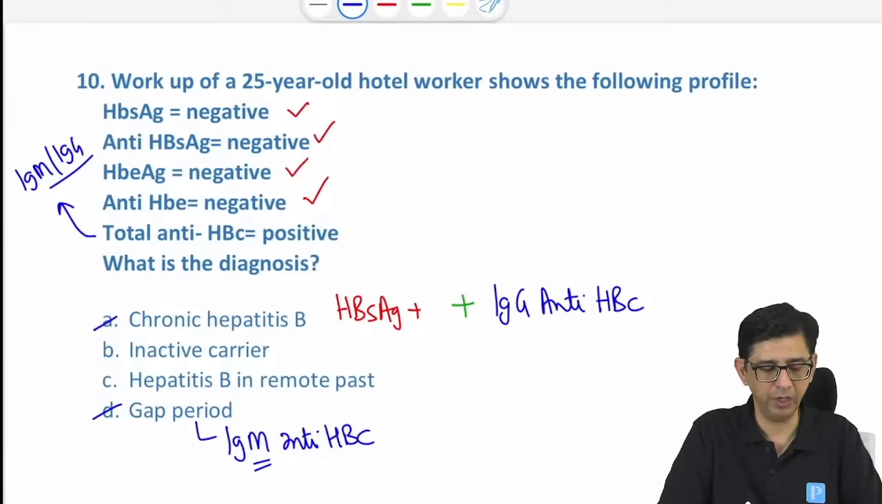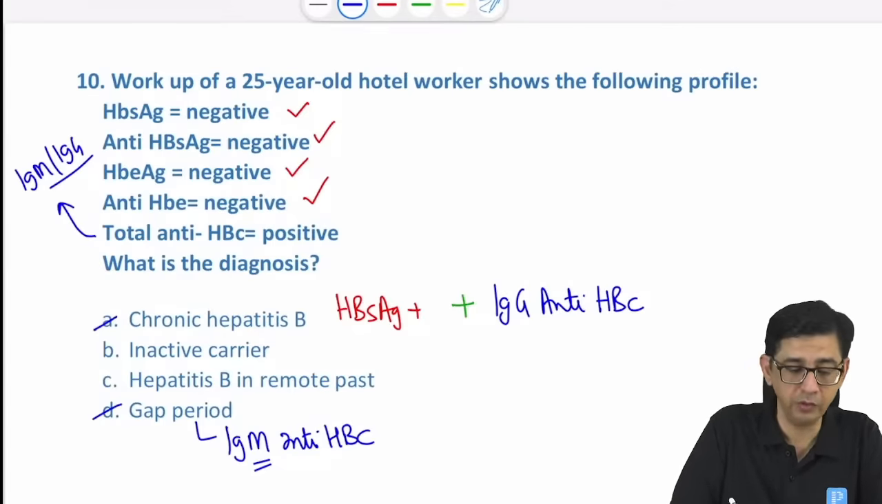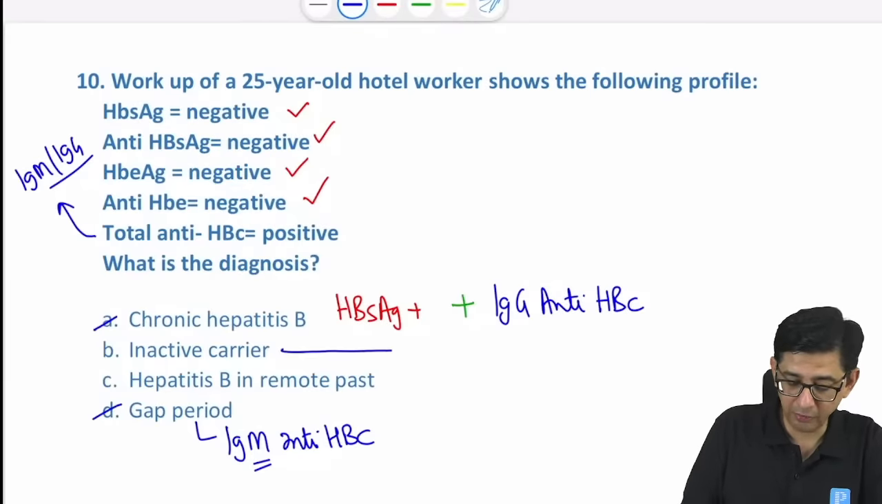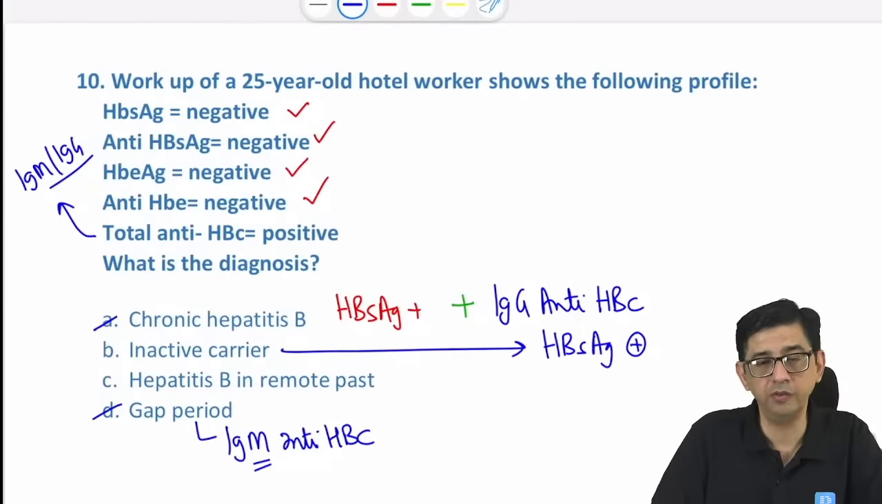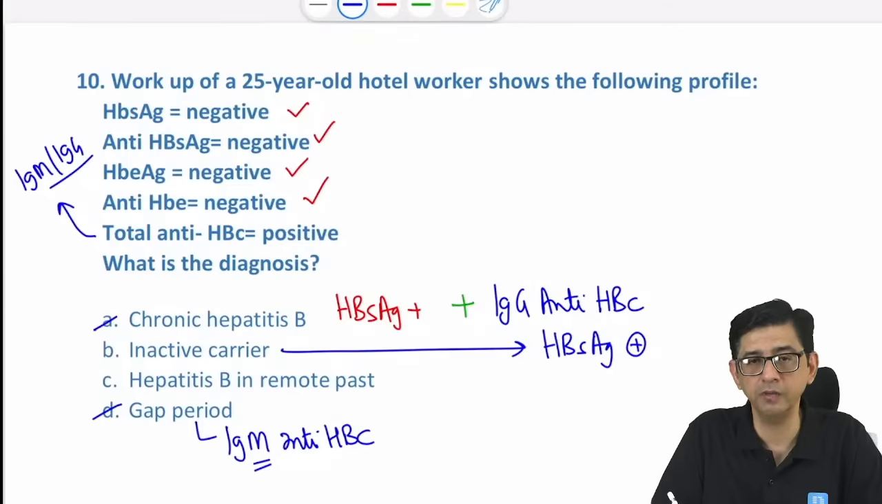Let's have a quick voting and let's look at the quick answers that you guys are giving in this case. Yes, why is this not an inactive carrier? This is not an inactive carrier because even if it is an inactive carrier, the surface antigen is still positive. Even in the inactive carrier, guys, the surface antigen is still positive.